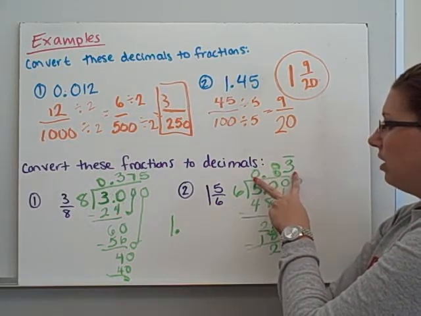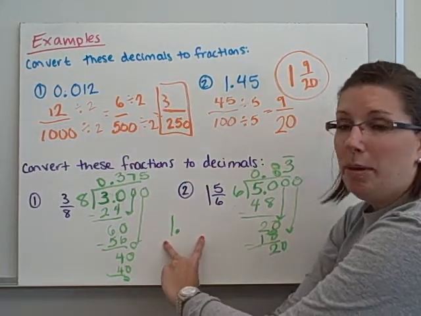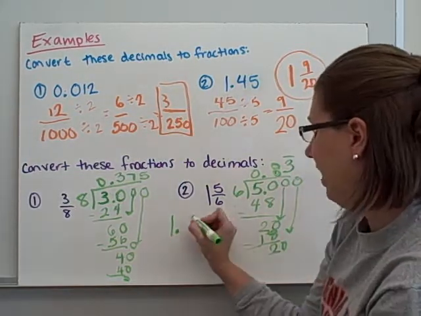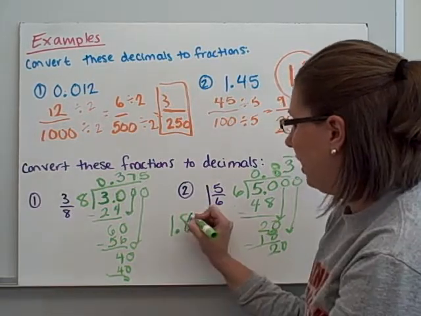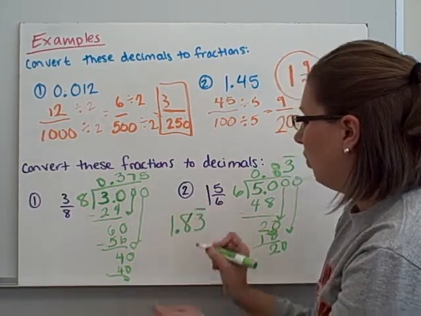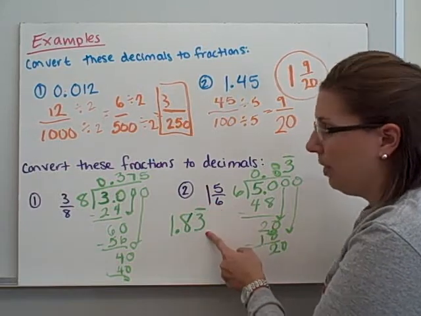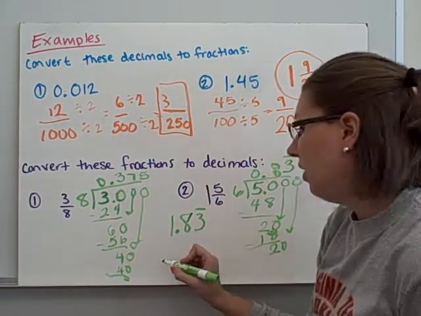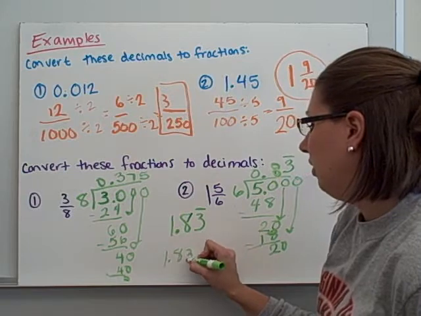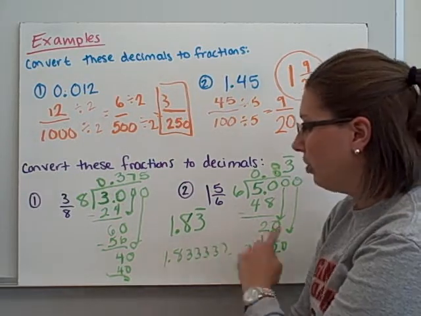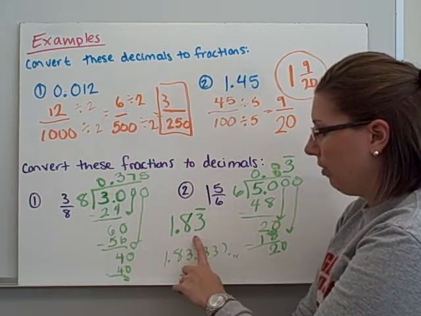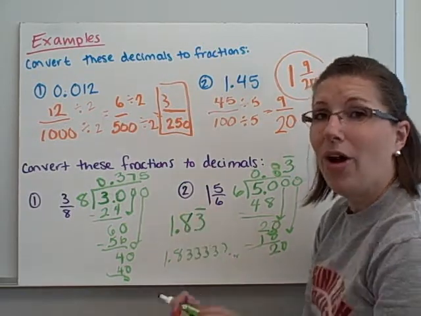So this is my decimal part of my answer. Remember, I had a whole number part of my answer. So there we go. 1.83 with the repeating bar over the 3. That means that if I wrote this out, it would be 1.8333333 forever. So to shorten it, I write 1.83 with a repeating bar over the 3.